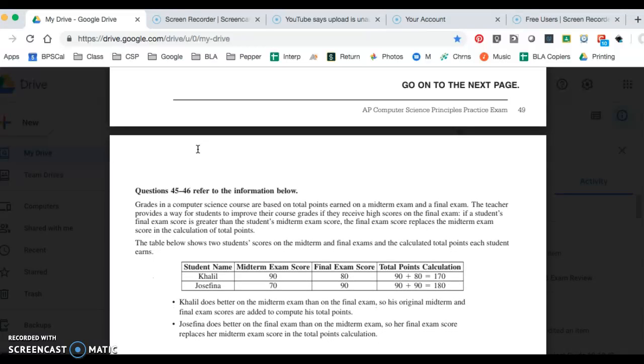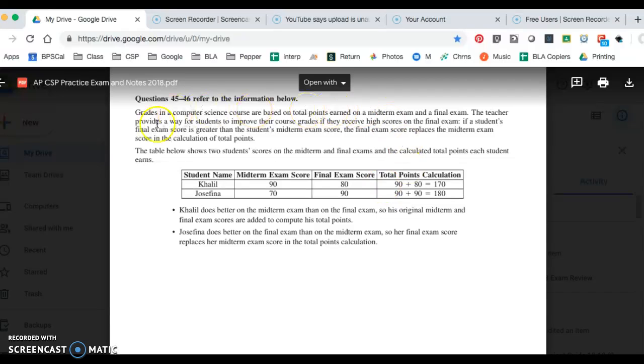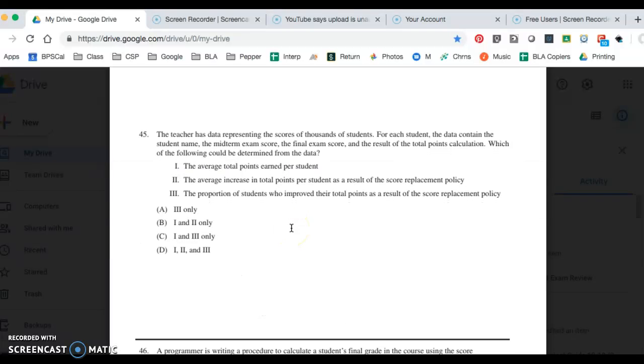Okay, now we're going to have a look at questions 45 and 46. This is the information section for 45 and 46. So on your packet, make sure that you have that open and available. And let's look first at number 45.